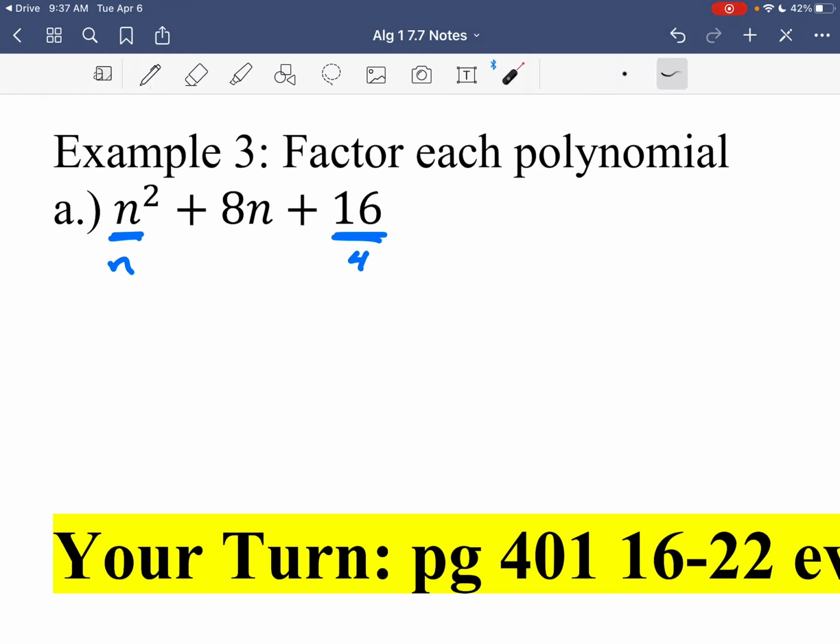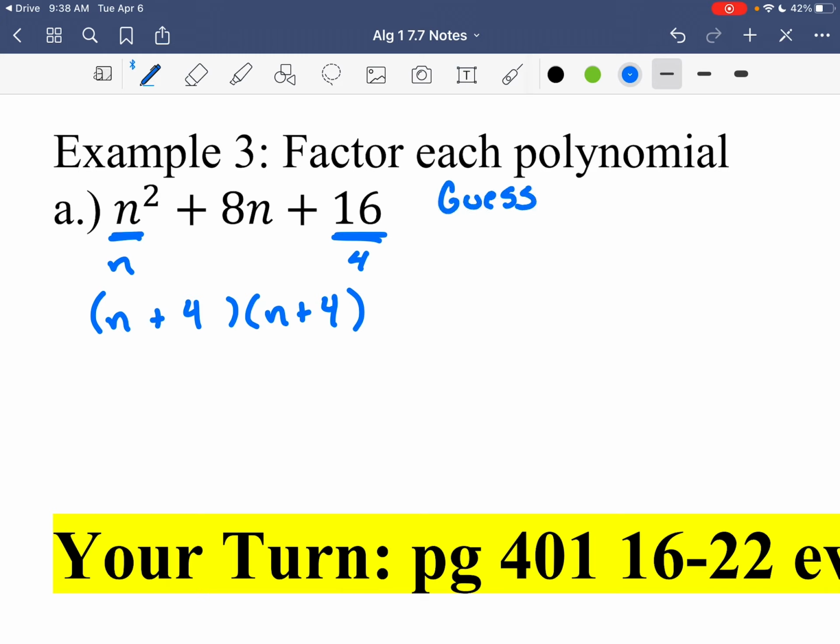But I've got a middle term. So I'm going to guess and check, trying to factor this using n plus 4, n plus 4. Since they were both squares, I'm trying the square root of them. And then now we need to do the check.